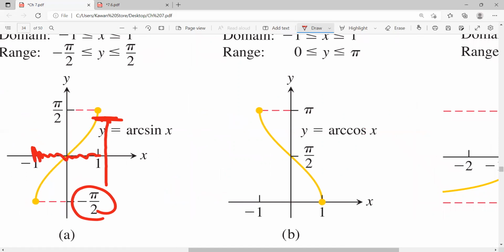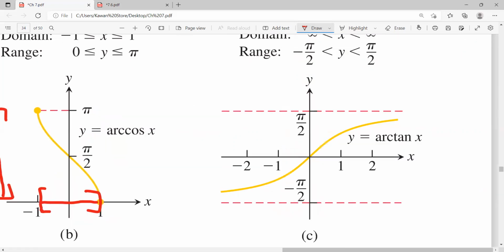Cosine inverse. Domain. The domain will be red, the range will be green. Again, -1 to 1, right? How about the range? 0 to pi. Okay, 0 to pi, right? From 0 to pi. Understood? Good. How about the domain of here?